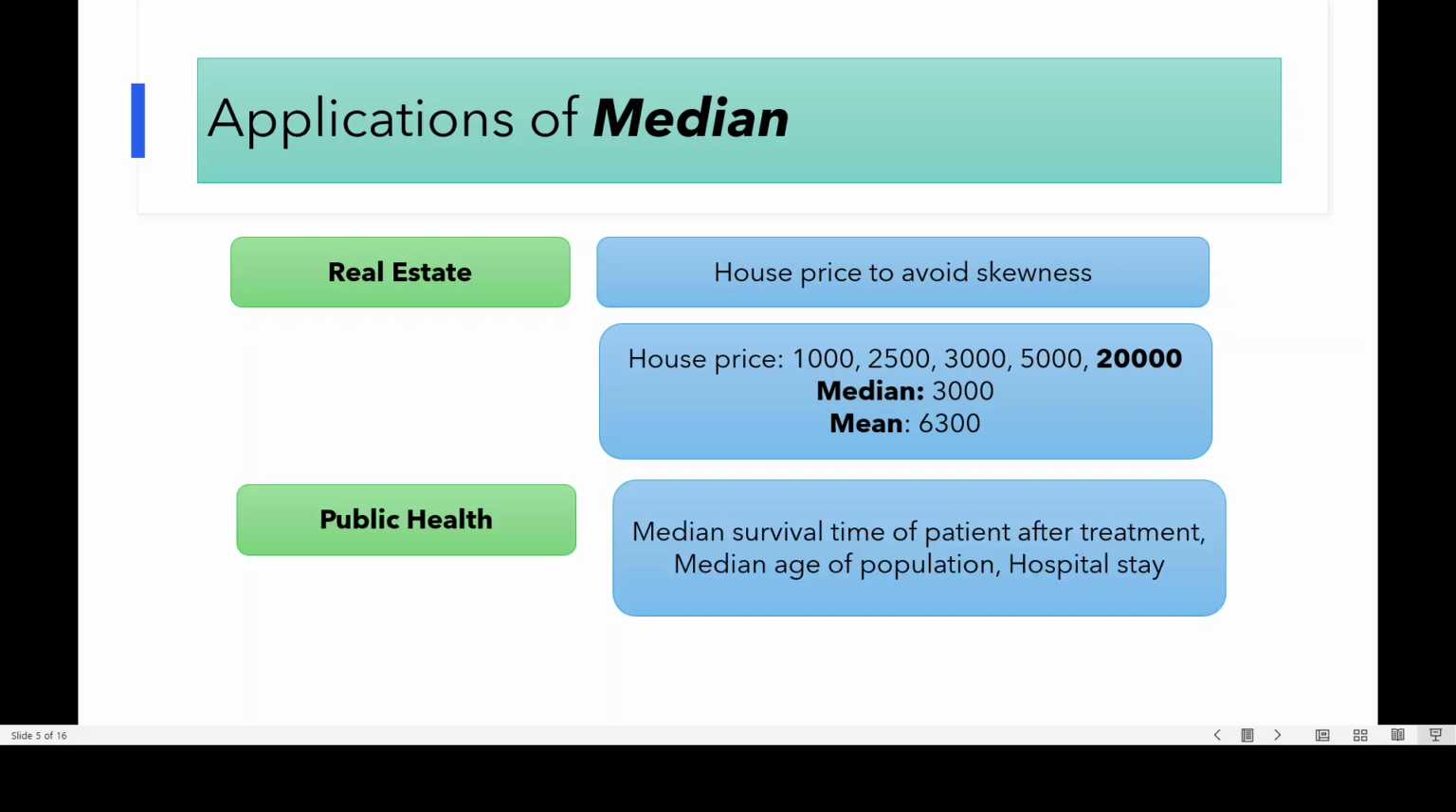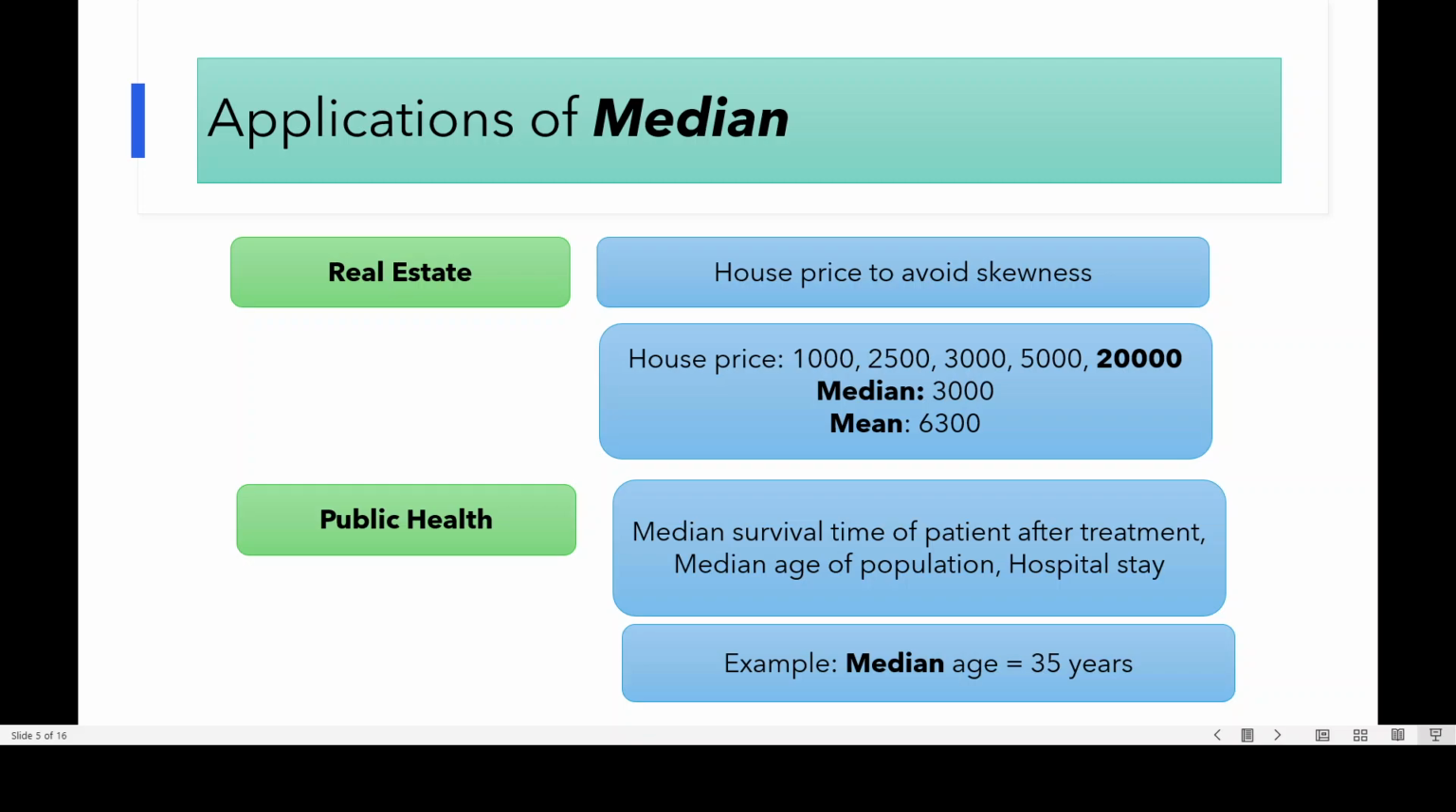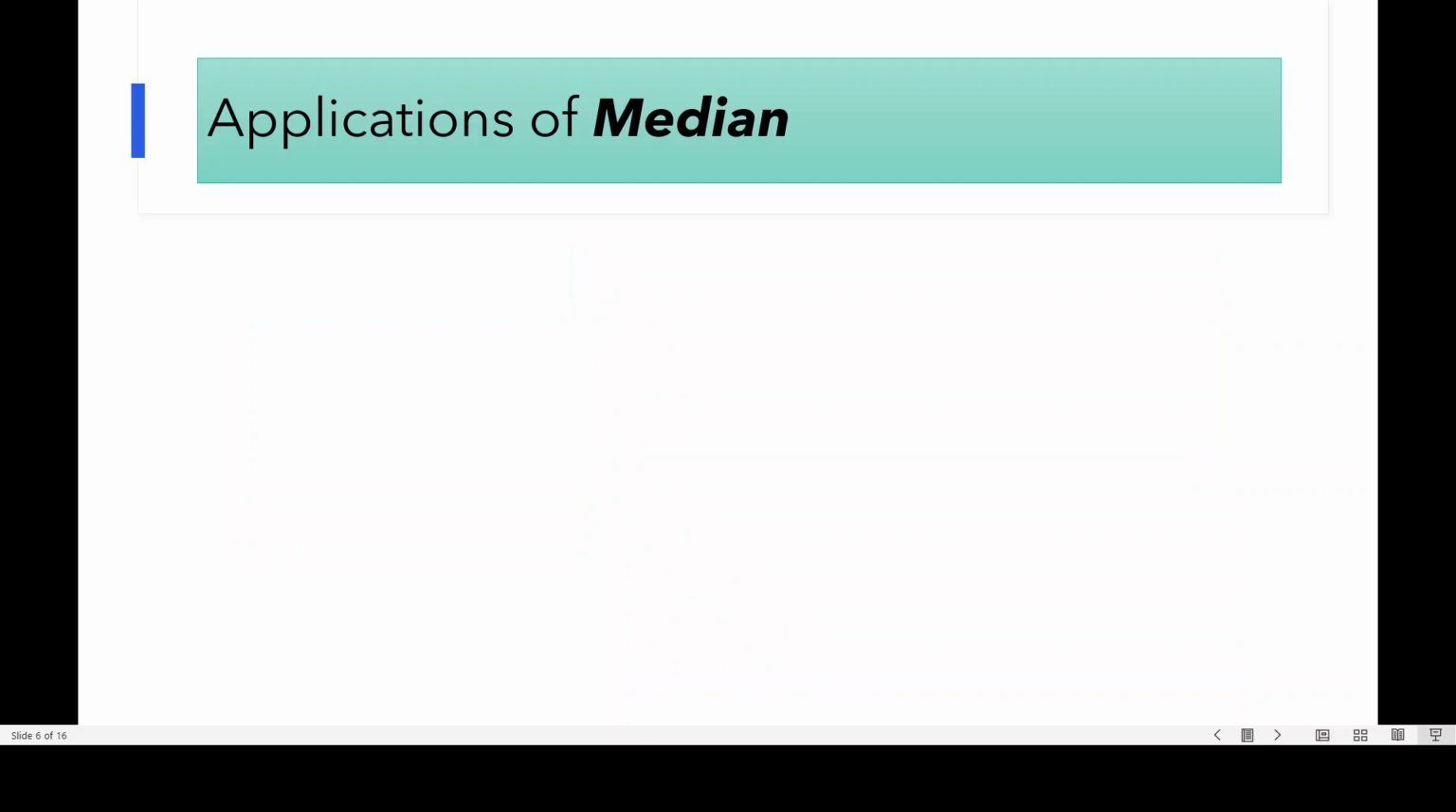In public health, median helps in understanding the age distribution of a population. It also helps in evaluating the efficiency of treatment by measuring the median number of days stayed in hospital with COVID, for example. If median age is 35, it means that half of the population's age is below 35 and half of the population's age is above 35 years.